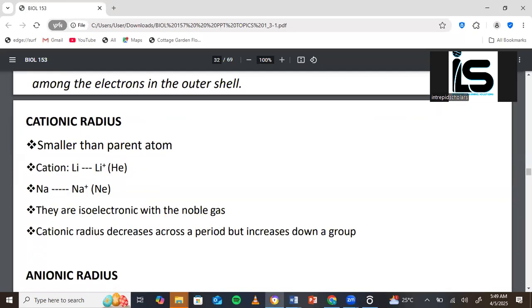Now, ionic radius. What we have to know is that the trend for what will happen along the period and down the group is the same. It's the same for cation and anion. But what we have to know is that for a cation, right, like sodium plus, compared to the parent sodium.